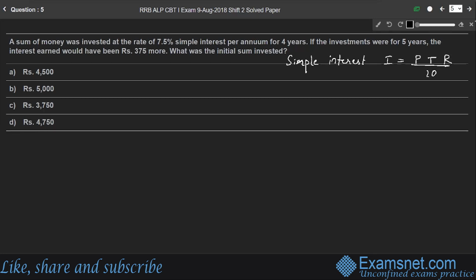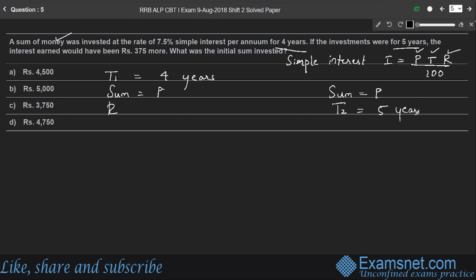Where P is the principal or the sum invested, T is the time period for which the sum is invested, and R is the rate of interest, right? That we all know. So here, initially, some money was invested for 4 years. Therefore, for the period of 4 years, we will consider T1 as 4 years, right? So let the sum invested be P. In the second case, the same sum was invested for 5 years, so we'll consider the T2 period as 5 years.